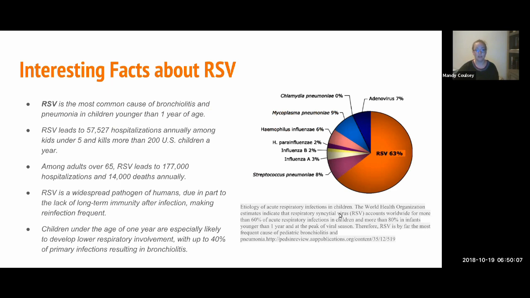The virus becomes very widespread during certain seasons because it creates no long-term immunity. So it's possible to be infected with RSV more than once in a season. 40% of infections in children under the age of 1 will result in bronchiolitis.